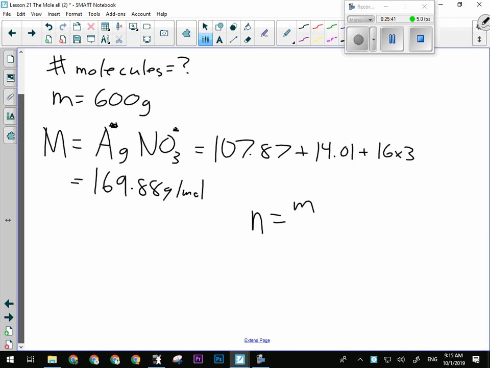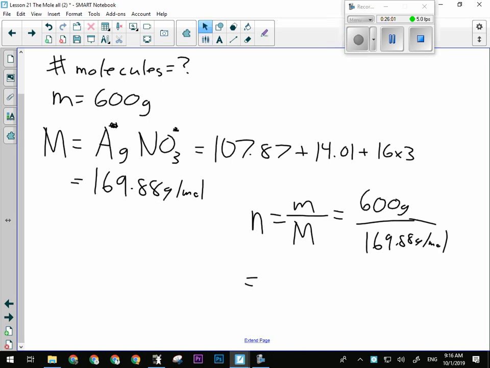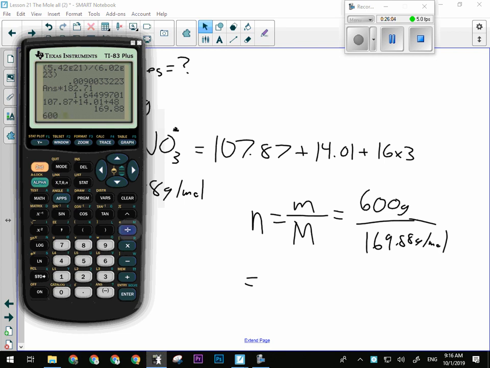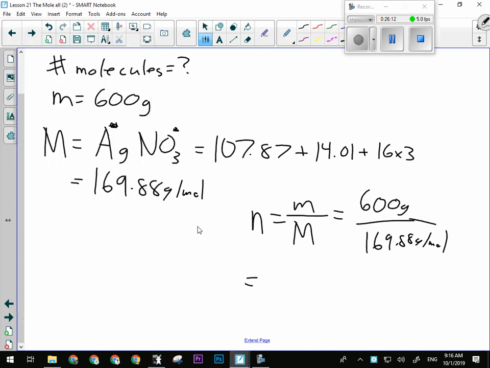N equals little m over big M. So we're going to have 600 grams divided by 169.88 grams per mole. You don't have to write the units in your equation like I have been. I just do it out of habit, but you don't have to. So we'll have 600 divided by... Okay, so we got 3.53 moles. So that's our number of moles.